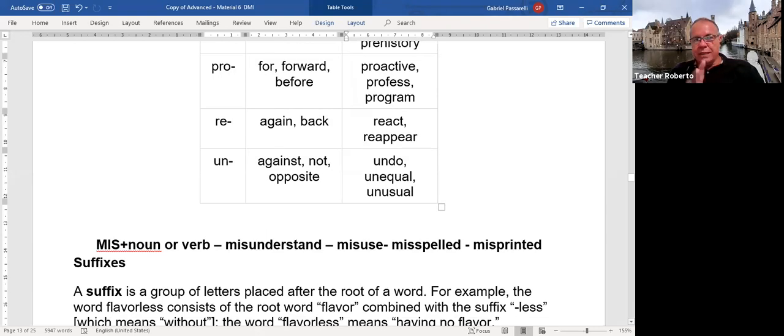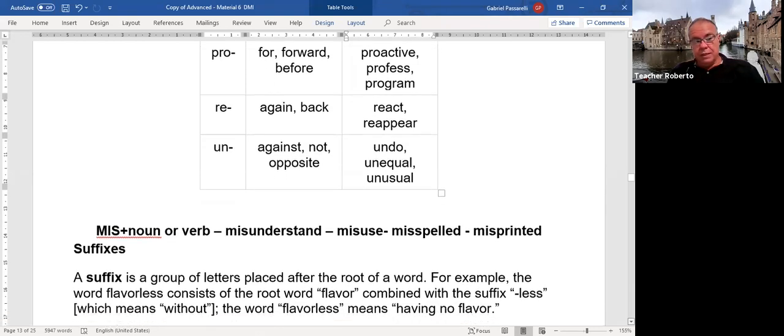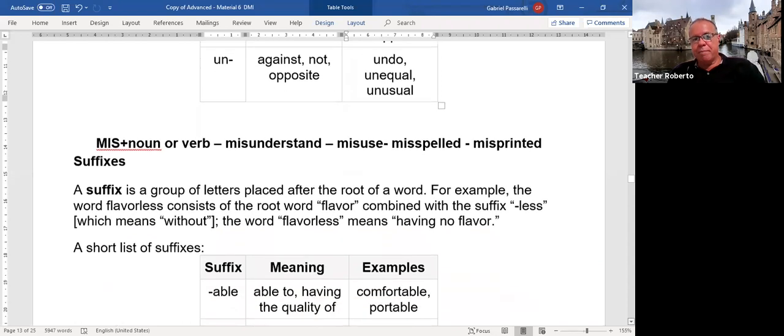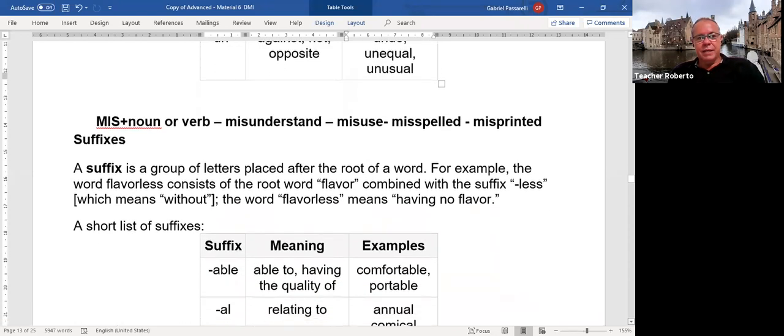So these are the most common. It's probably impossible to list all of them, but I tried to pick the most common ones, okay?